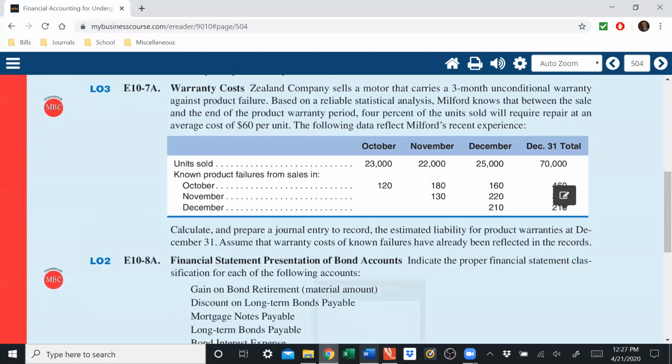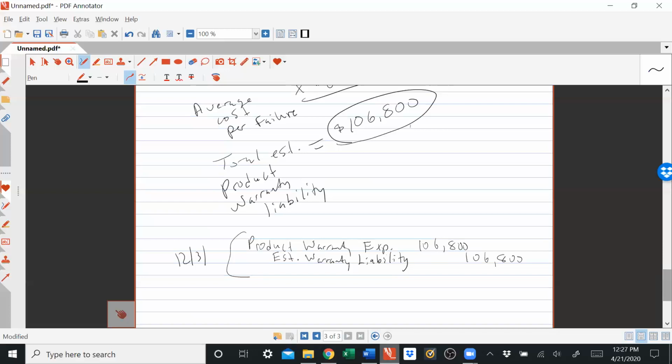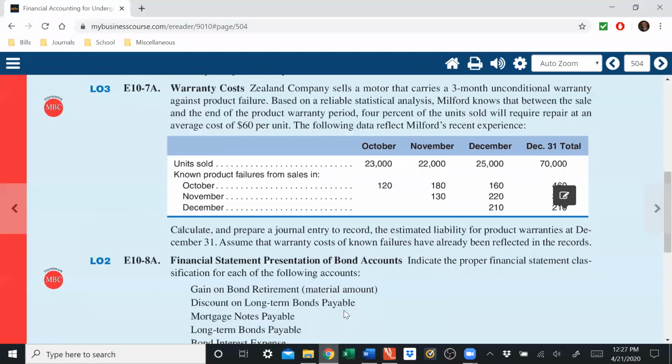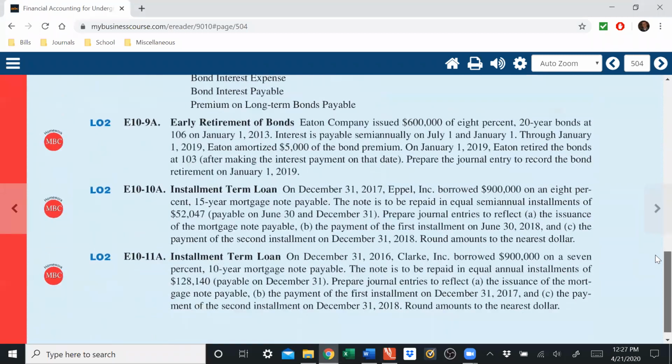All right, let's keep going. 10.9a. Let's see how much time we have. About 35, 40 minutes left. I will use the whole time because I feel like this chapter has lots of questions, lots of different concepts, and students tend to have difficulty with chapter 10.